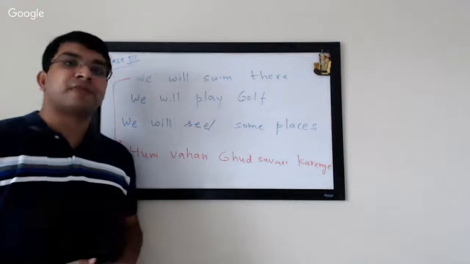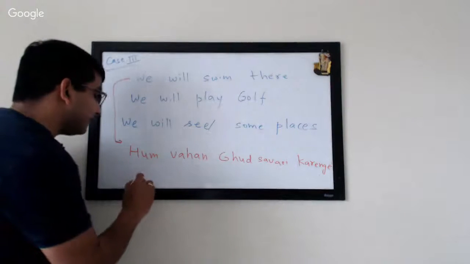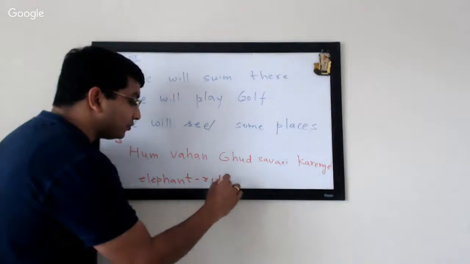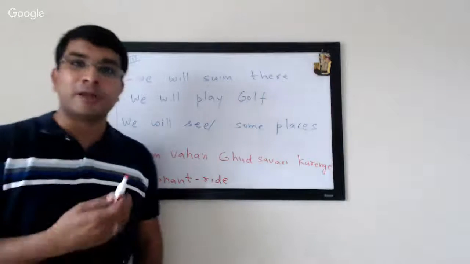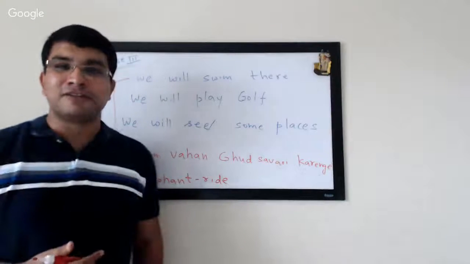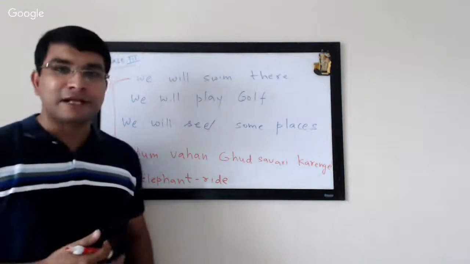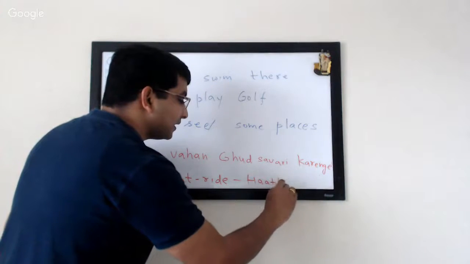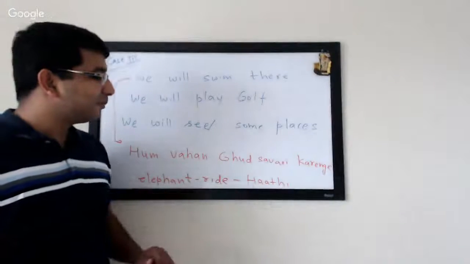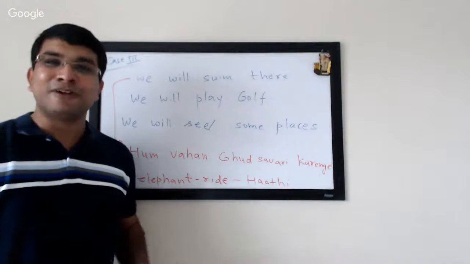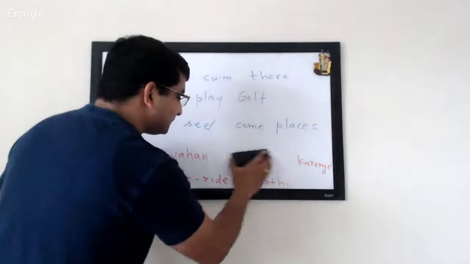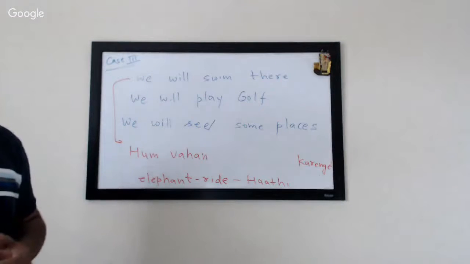What about if you are taking an elephant ride? Let's say you're going close to my hometown, Udaipur. There are a lot of elephants there, and you can really do an elephant ride there. How do you say that? Elephant is hathi, and they make you sit on an elephant, and you will go across the lake. It's pretty nice. So how do you say that? Let me take a quick break and see if you can come up with it.